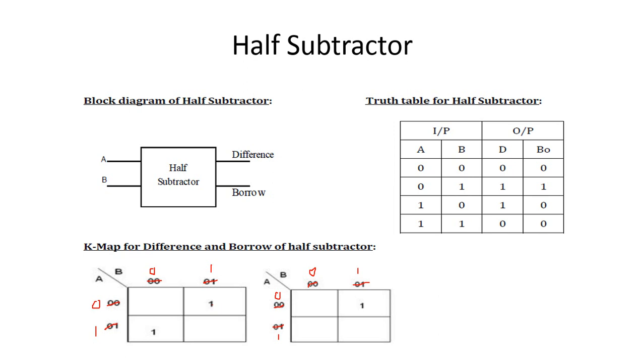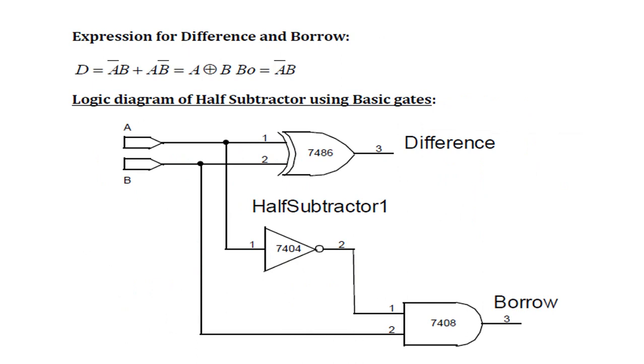Next, to simplify this one, we have to group the ones. So here, after grouping this one, I will be getting the equation for the difference: A bar B plus A B bar. So it is again XOR gate. So the difference equation is A bar B plus A B bar. So this is equal to A XOR B.